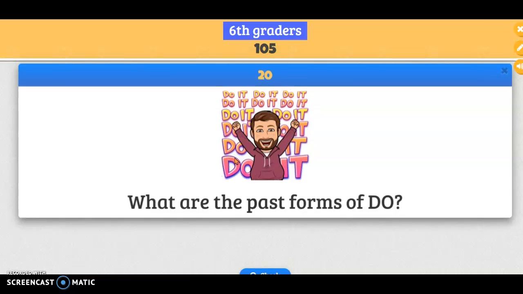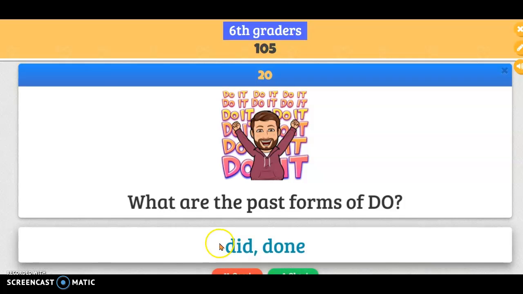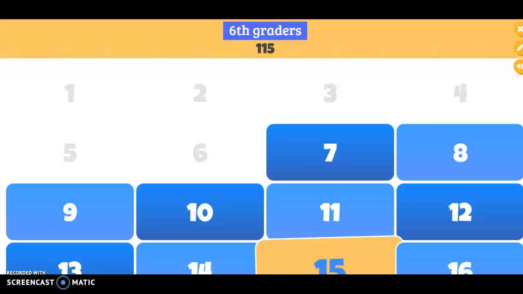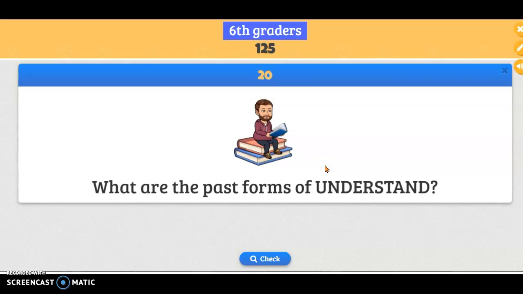Let's continue with number 6, the past forms of do. This one is a little bit tricky, so please pay attention. Do, did, and then done. And if you realize, we use did as an auxiliary in many grammatical structures. Do, did, and then done as a past participle. Do, did, done.